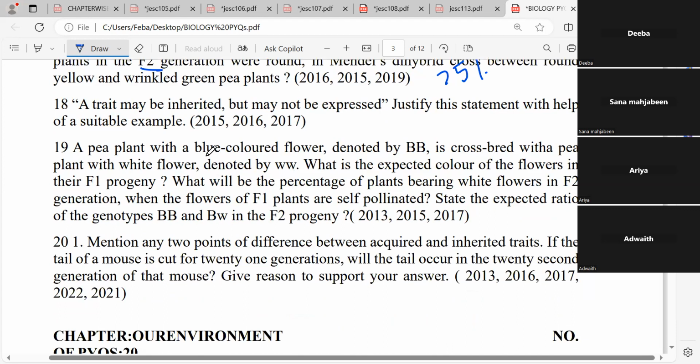Now, a trait may be inherited but not expressed. Justify the statement with the help of a suitable example. In the F1 generation, only the dominant trait is expressed, but the recessive trait is also inherited and it's expressed only in the F2 generation. When two F1 generation plants are crossed, you get tall plants as well as dwarf plants. That shows that though the trait is not expressed, it's inherited.